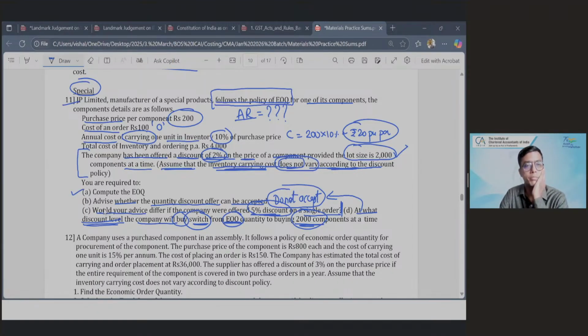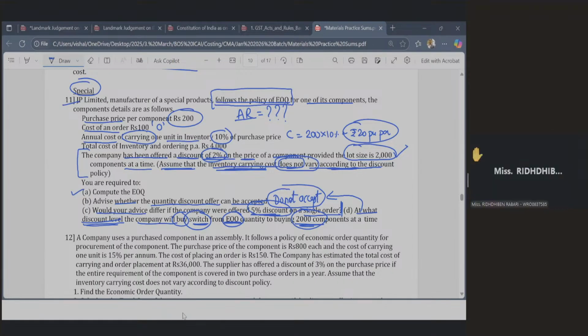Yes, Riddhi. So, sir, as they said that 2000 is the total quantity to the order, the cost of order will be 200 and the carrying cost will be 20,000. So the rest amount will be the discounted amount less than EOQ. By this, we can find the cost of inventory with discount.